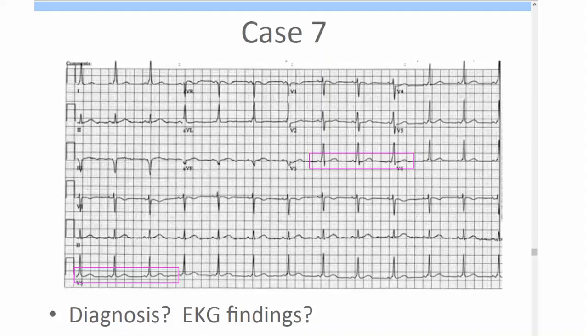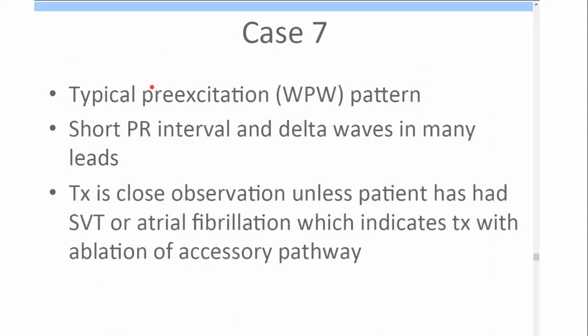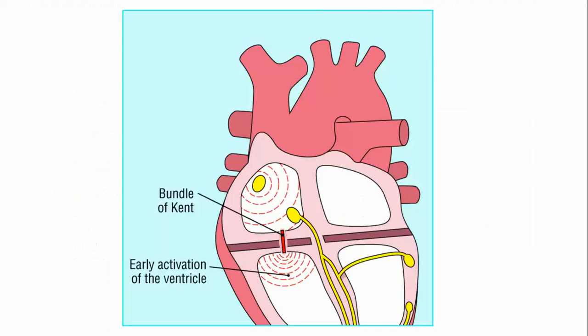The interesting thing about this one is that we see this classical slurring of the QRS, and we call this WPW. This is a pre-excitation pattern. The PR interval is too short, and the delta waves are seen in the leads. Now, for this kind of a patient, you want to observe them, but they are also associated with SVT or atrial fibrillation, which means you've got an accessory pathway on your hands and you need to ablate it. So let's take a quick look and see what's happening.